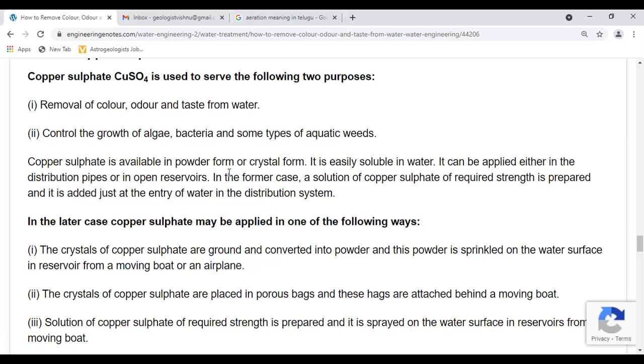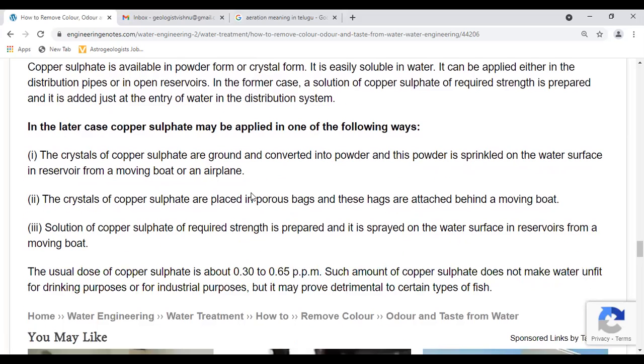In the former case, a solution of copper sulfate of required strength is prepared and it is added just at the entry of water in the distribution system. In the latter case, copper sulfate may be applied in one of the following ways. The crystals of copper sulfate are ground and converted into powder, and this powder is sprinkled on the water surface in a reservoir from a moving boat or an aeroplane.